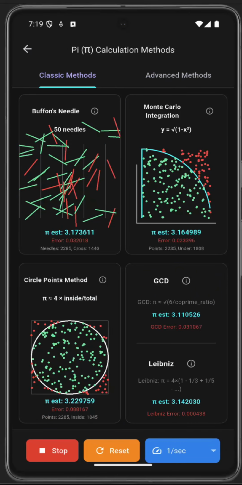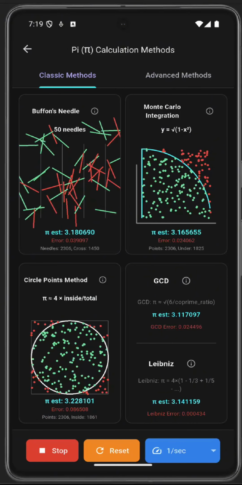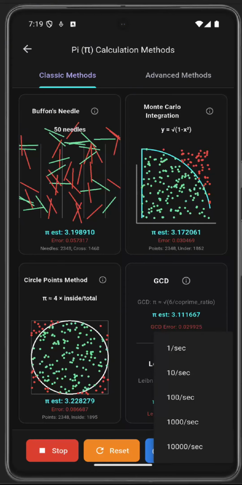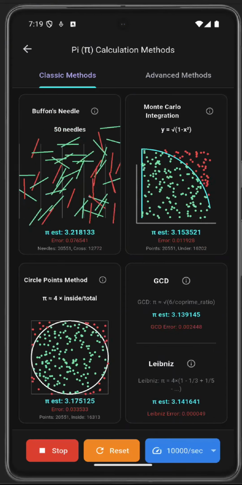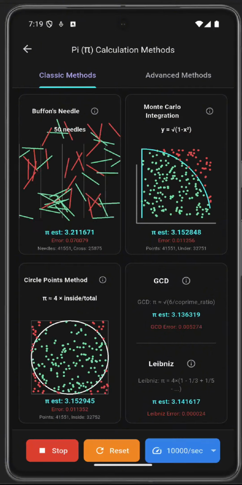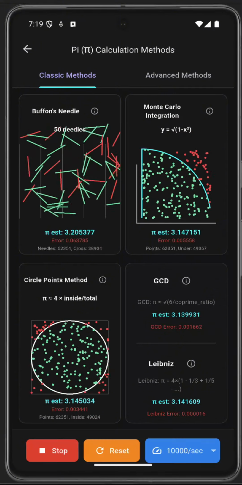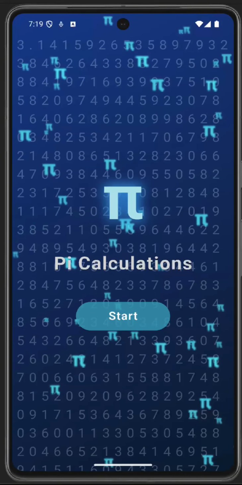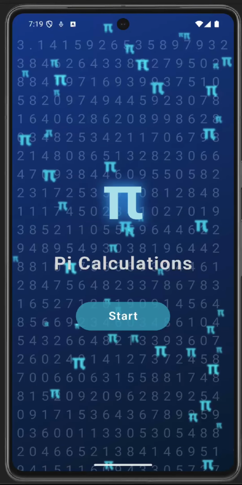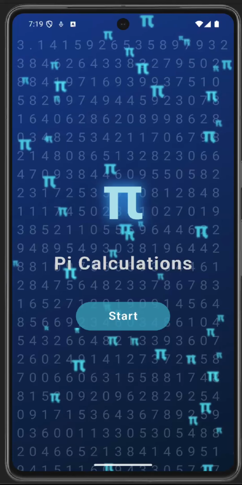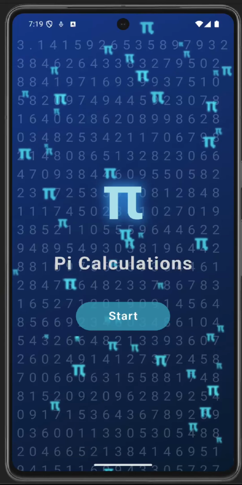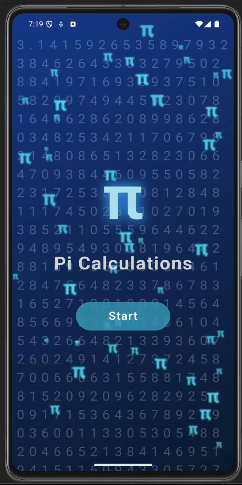In summary, this app provides a fascinating visual race, showcasing the diverse ways mathematicians have approached the calculation of pi. From the random beauty of probabilistic methods to the precision of infinite series and advanced algorithms, you are seeing a live demonstration of mathematical history and innovation. Each method, with its unique strengths and weaknesses, offers a different perspective on this fundamental constant. We hope you enjoy this journey through the many paths to pi.